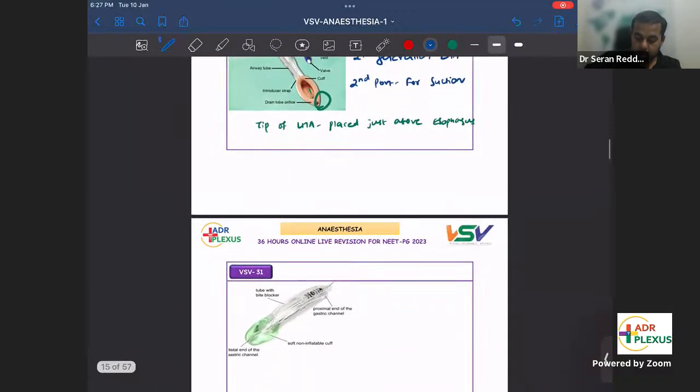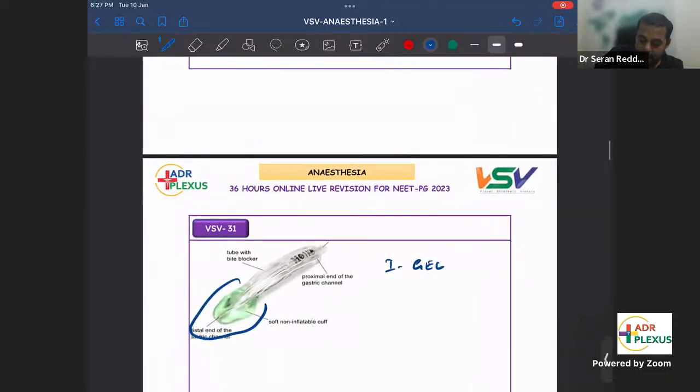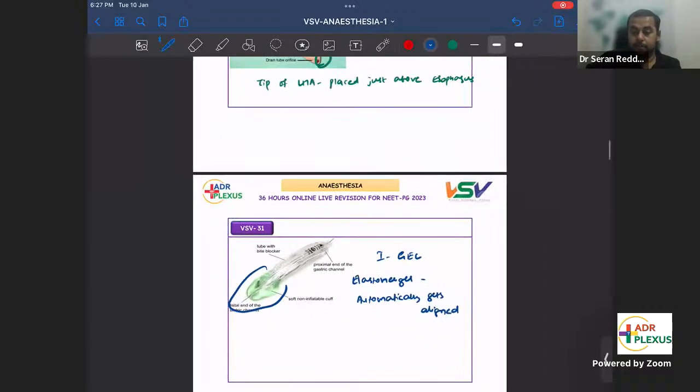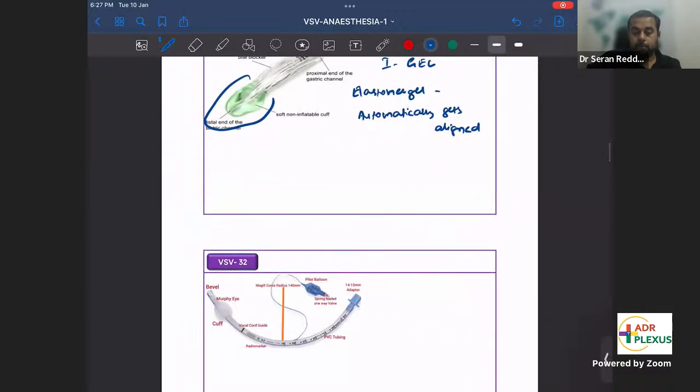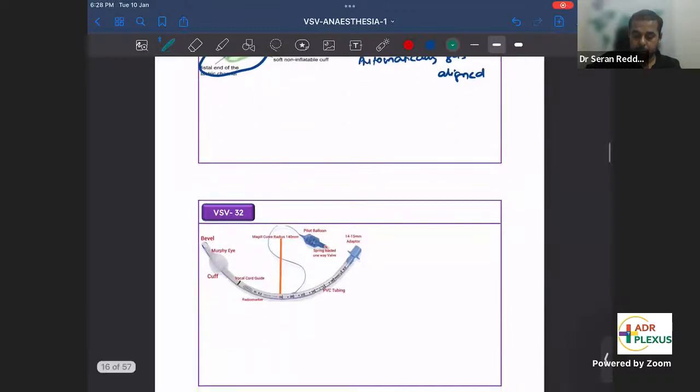And this is an image-based question where it is called the iGel. It has a fibroelastomer gel. This is the elastomer gel, which automatically gets adjusted and aligned. One image-based question, iGel.